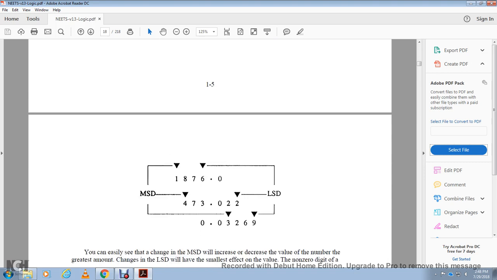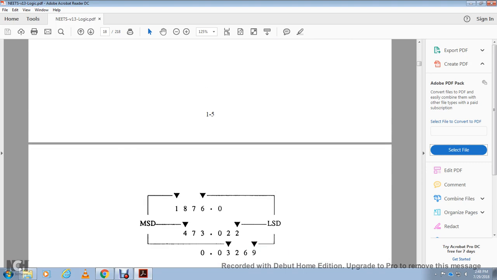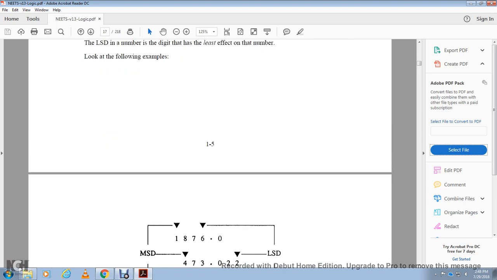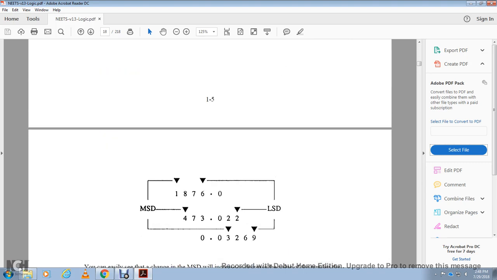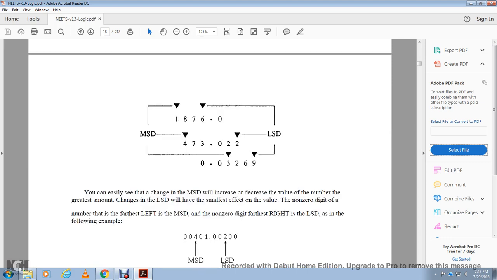Look at the following examples. All right, your most significant digit would be 1 for 1,876.0, 4 for 473.022, and 3 for 0.03269. Your least significant digit would be 6 for 1,876, 2 for 473.022, and 9 for 0.03269.